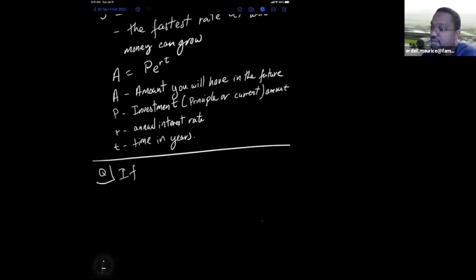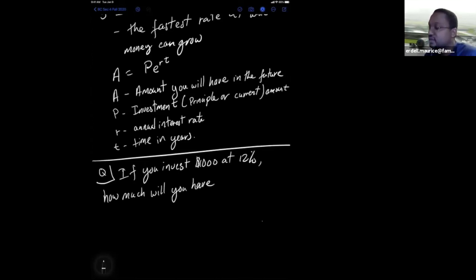If you invest, you're a good person, you're saving up your money, $1,000 at 12%, how much will you have accumulated after 4 years, assuming continuous compounding?